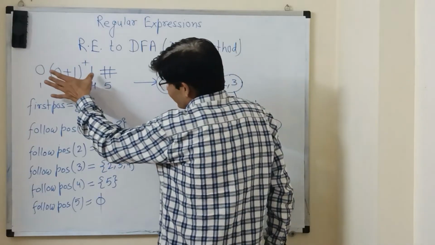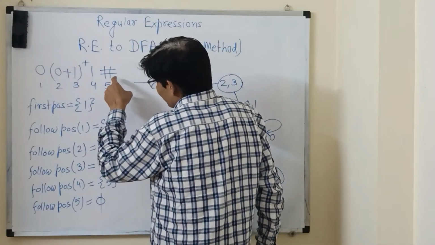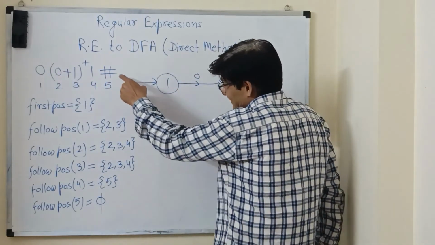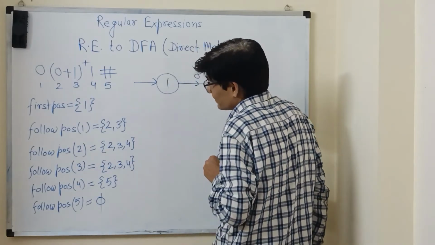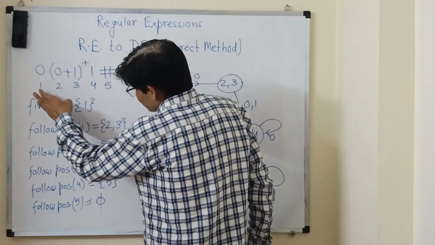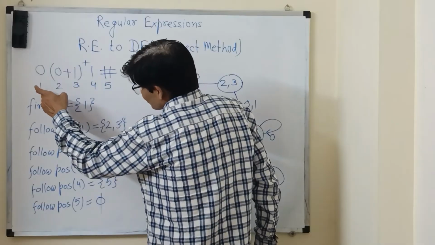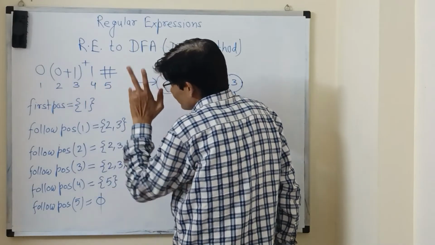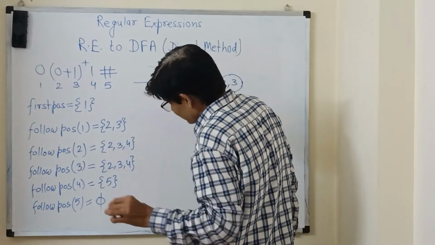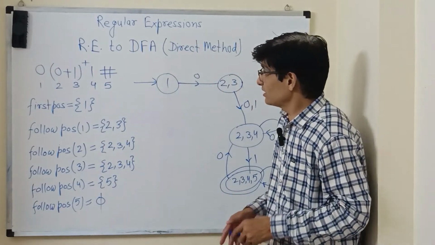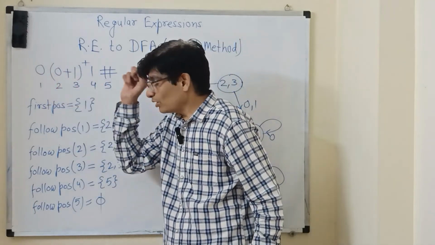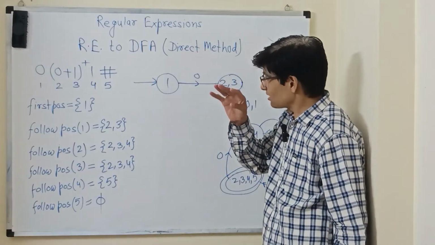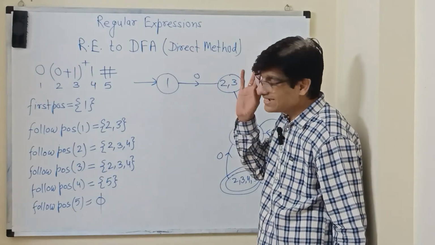So this was the original regular expression. Then I put one extra symbol there, a hash, at the end of the regular expression. Then I numbered all these input symbols: 1, 2, 3, 4, 5. Now in the given regular expression, the input symbols were 0 and 1, so we need to see the transition on 0 and 1 from each state.